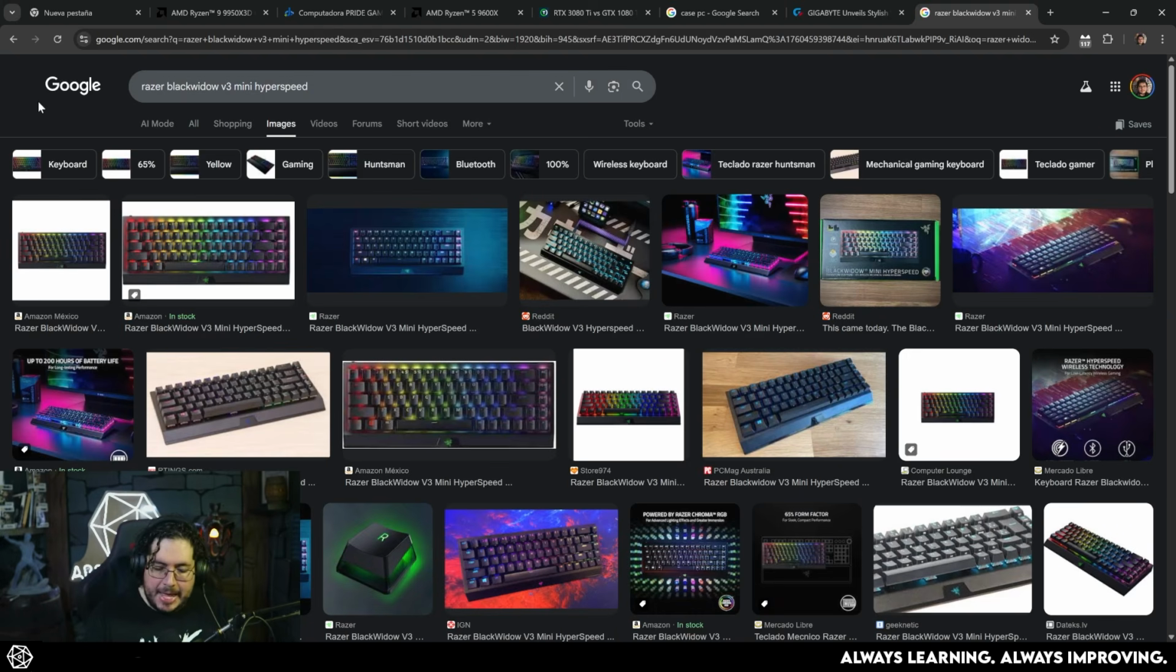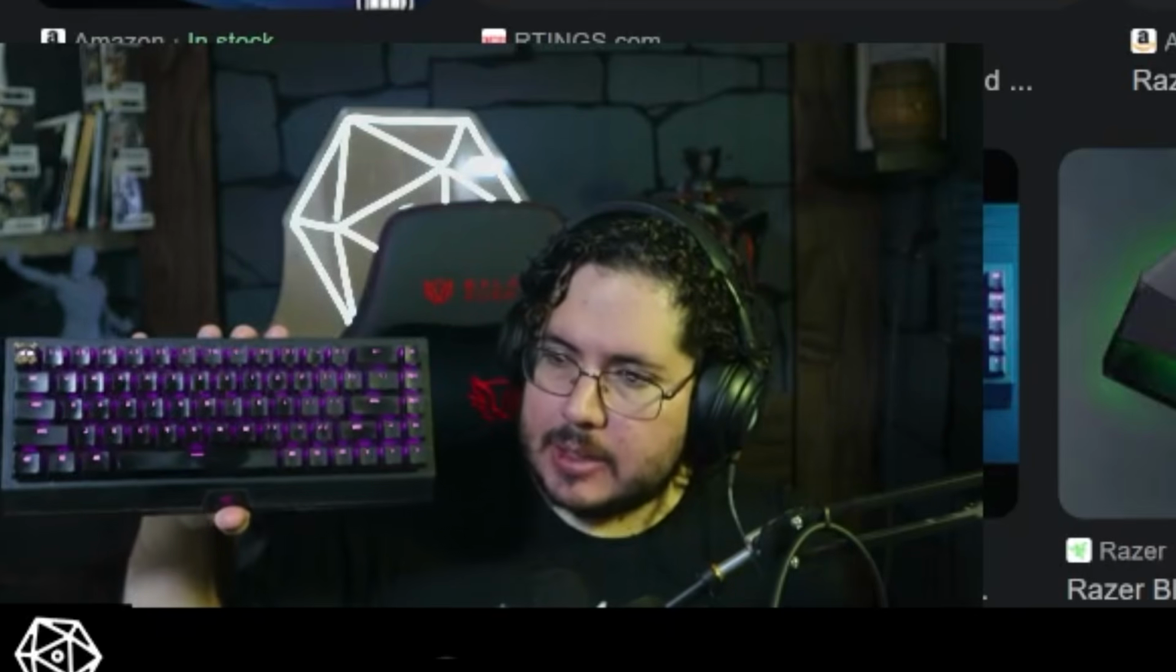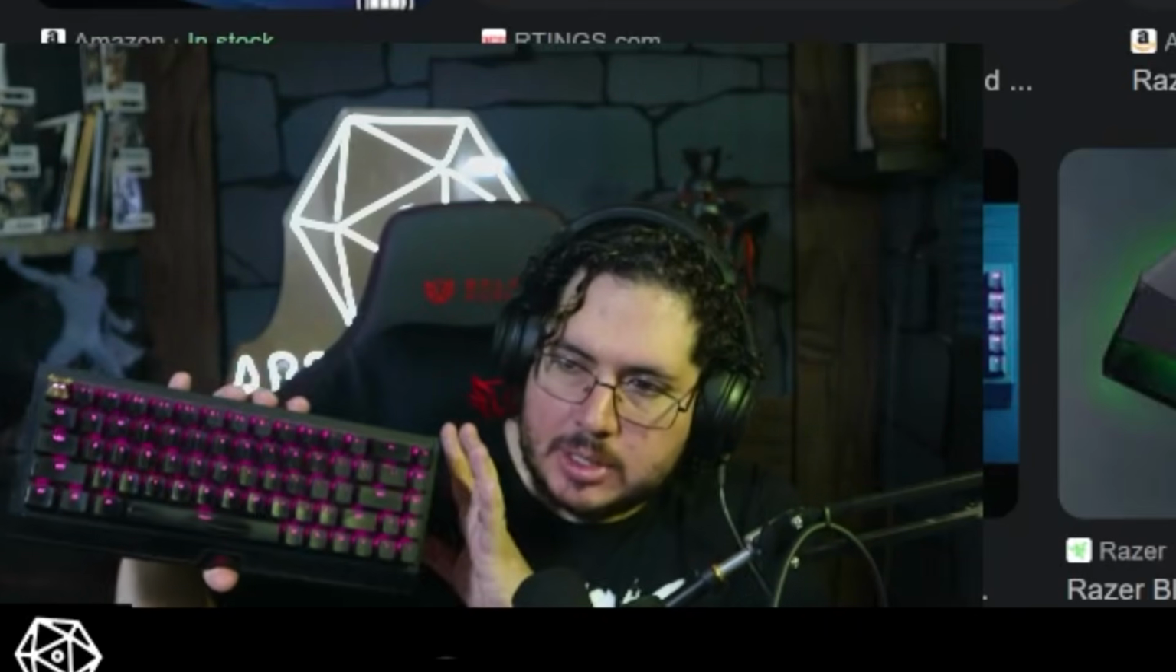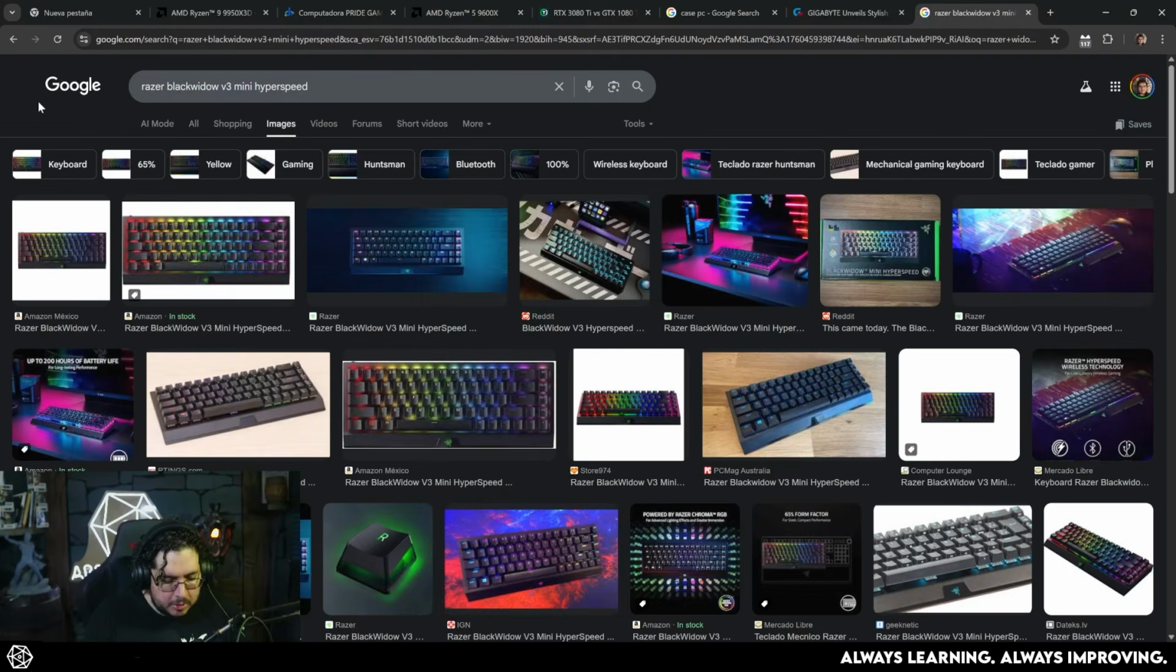For keyboards, I have this one right here. It's the Razer Widowmaker V3. It's a smaller form factor. You can see that I don't have the number pad and I'm missing a couple of keys. I really like it because it's small and it's wireless, so I can move it around if I need to. But I do miss my number pad, to be honest.